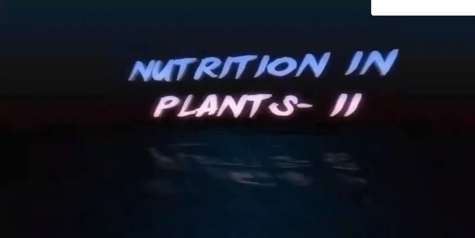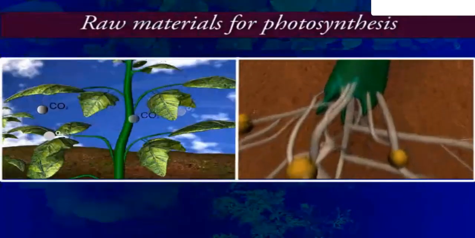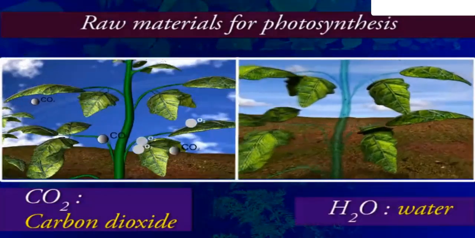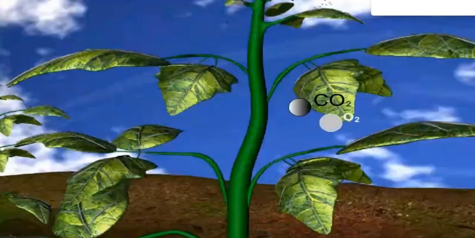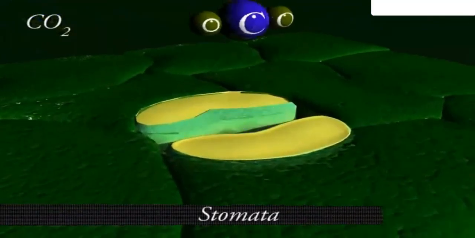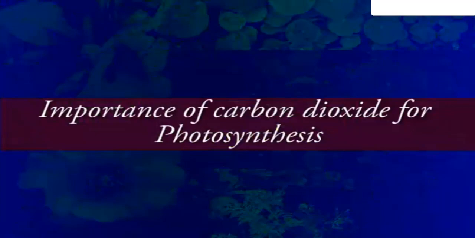Nutrition in Plants, Part 2. The raw materials required for photosynthesis are carbon dioxide and water. The gaseous exchange in plants takes place in the leaves through the tiny pores in the surface of leaves called stomata. Now let's study the importance of carbon dioxide for photosynthesis.